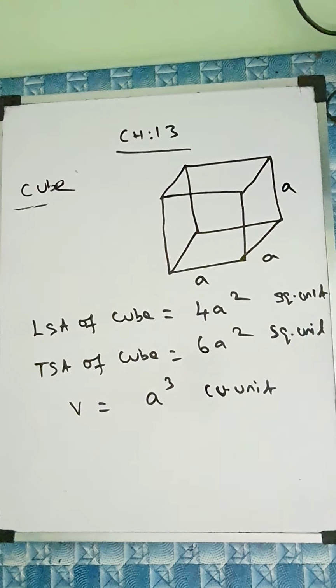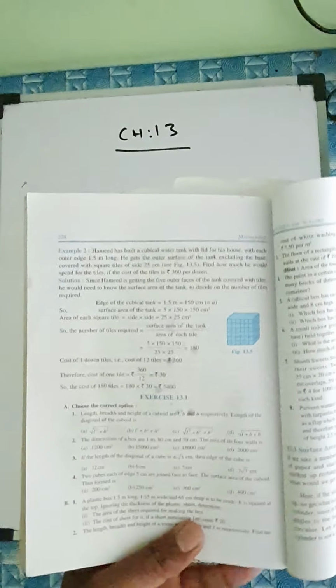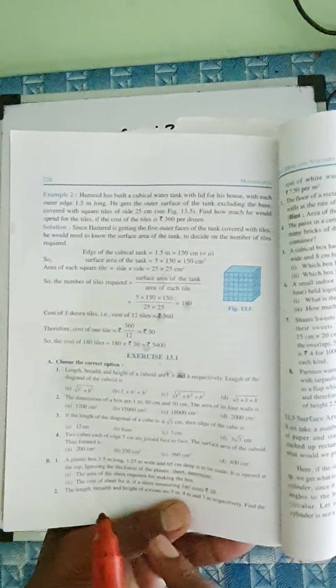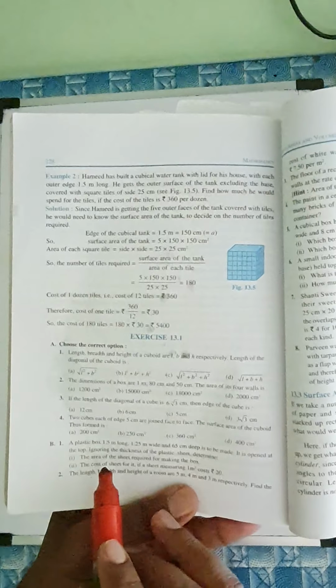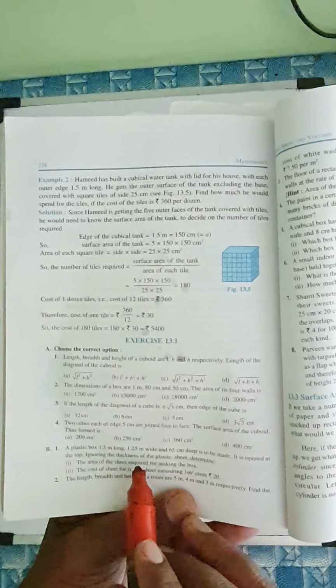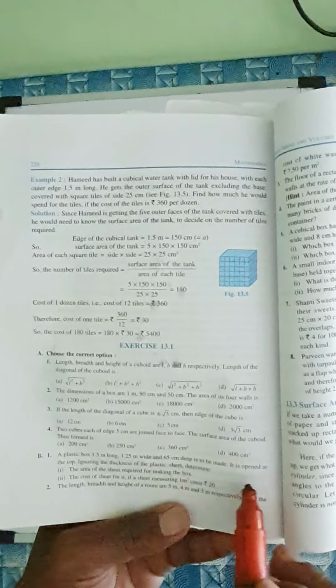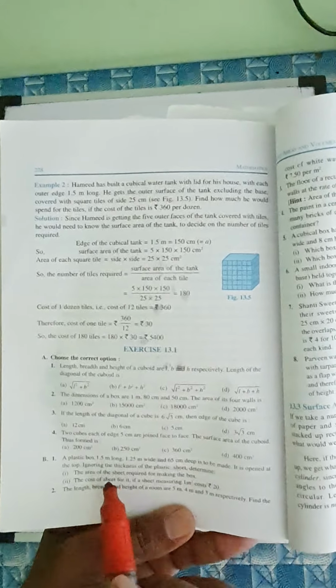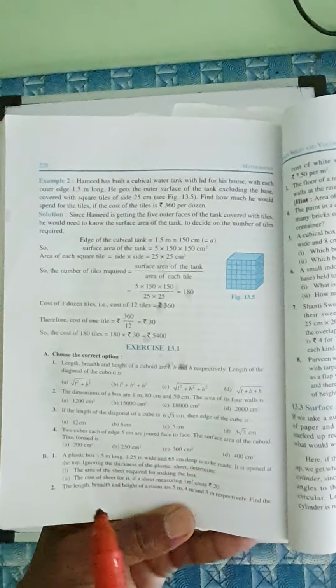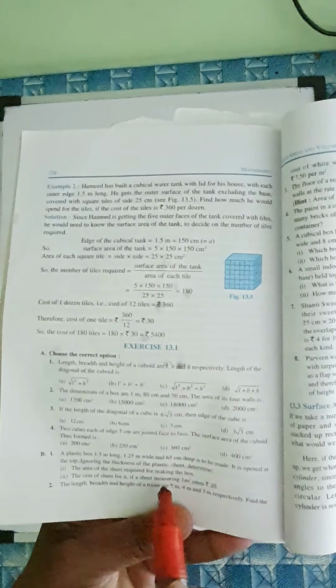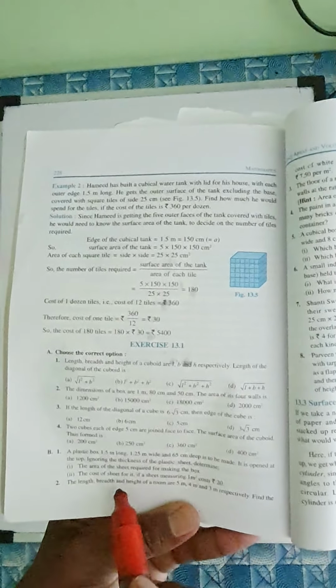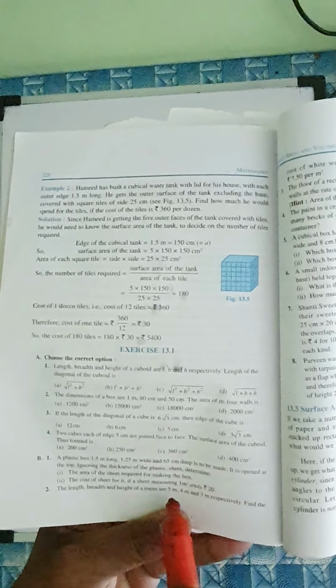Now we'll start the questions. First question of exercise 13.1. A plastic box 1.5 meter long, 1.25 meter wide, and 65 centimeter deep is to be made. It's open at the top. Ignoring the thickness of the plastic sheet, determine the area of the sheet required for making the box. And second, the cost of the sheet if the sheet measuring 1 meter square costs rupees 20.